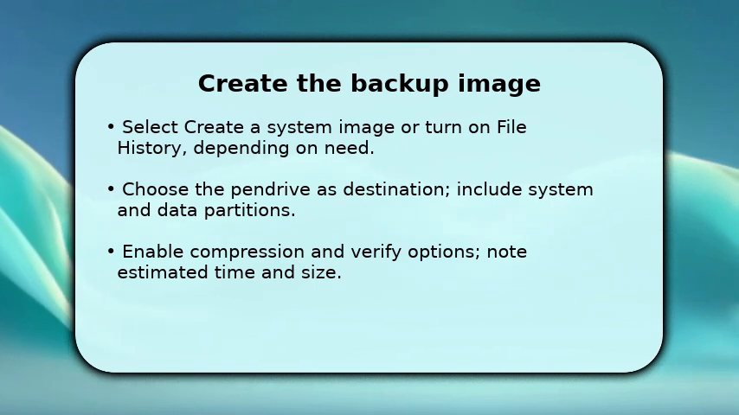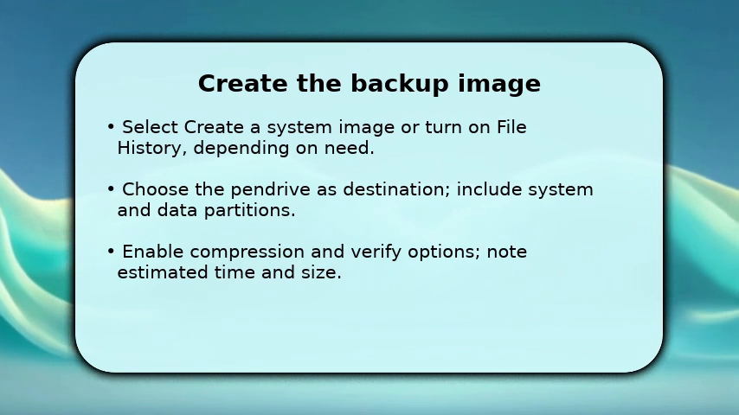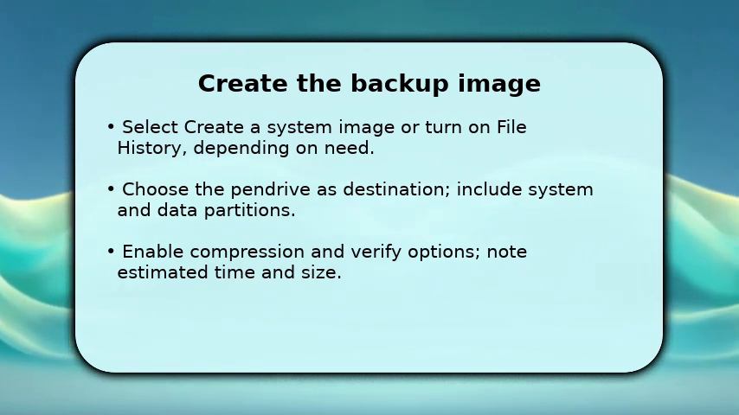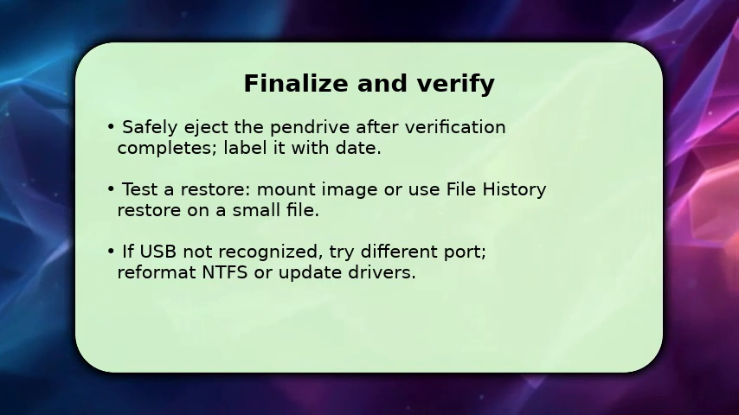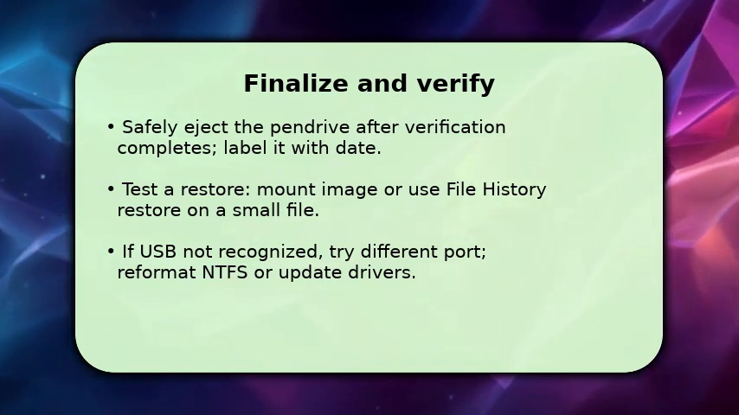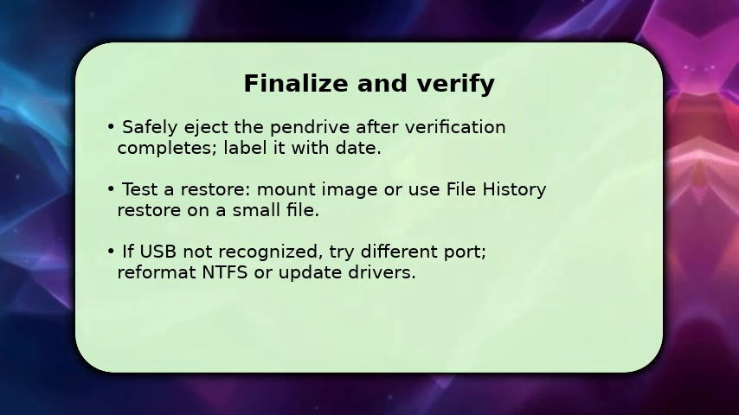Once configured, start the backup and monitor progress until it finishes. You finish by verifying and safely storing the backup. After the operation completes, let Windows verify the backup, then safely eject the pen drive and label it with the date and contents. Next, test a restore.